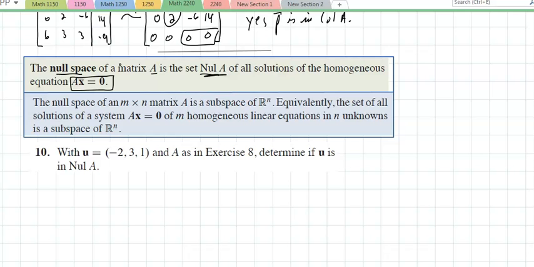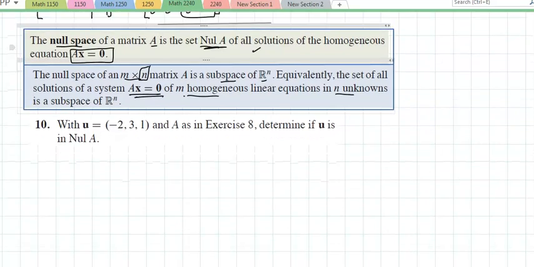Another way of saying that, the null space of an M by N matrix is a subspace of Rn. Equivalently, it is the set of all solutions of M homogeneous linear equations in N unknowns. Not saying much, just restating this. I was going to skip that, but I thought I'd put it in just in case.